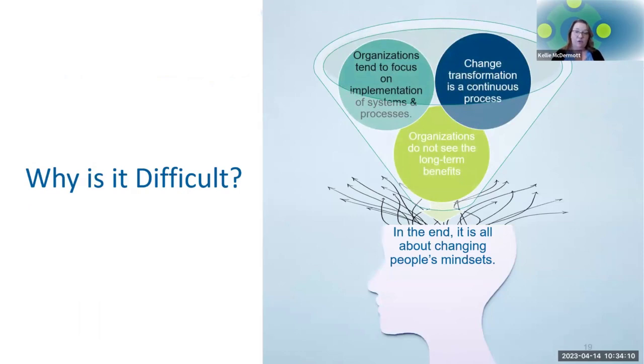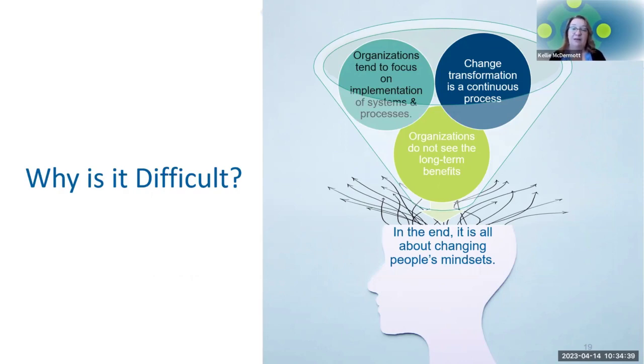Why is it difficult? Well, getting the people part right is one of the most important factors affecting successful change. Change transformation is a continuous process. I can't just tell this department that their process is going to change and then 6 months later change the process without ever talking to them about it again. I have to make sure that it's being communicated continuously with them.